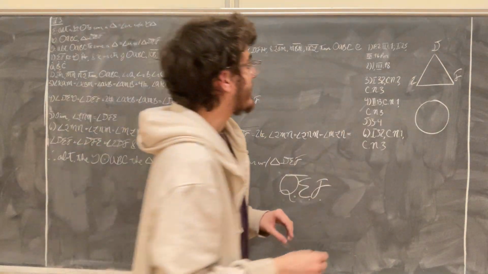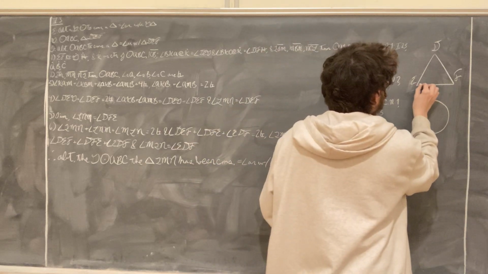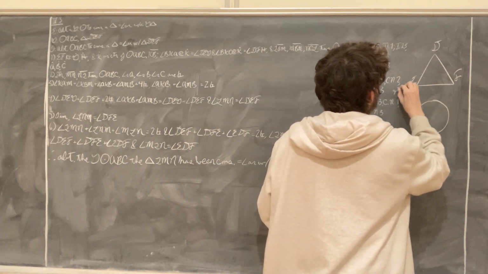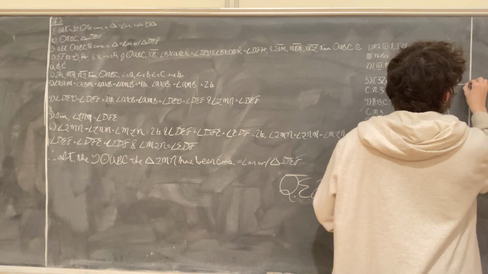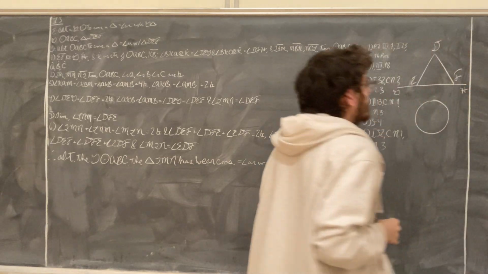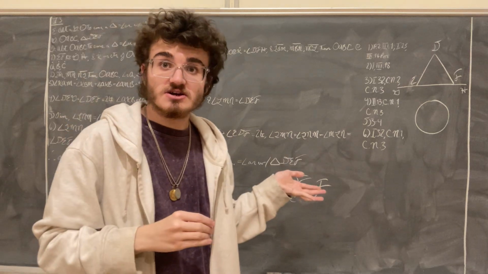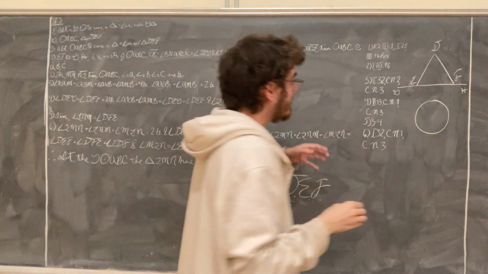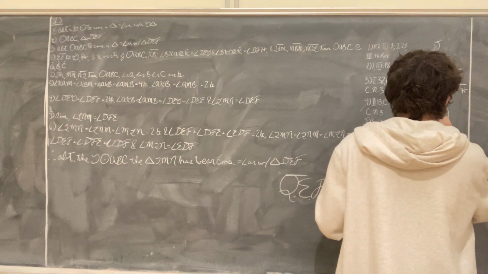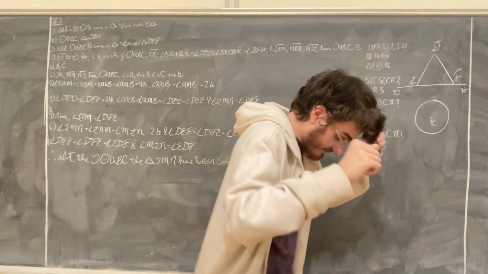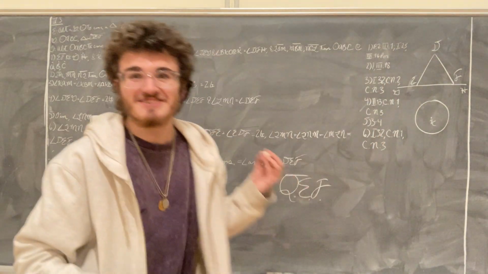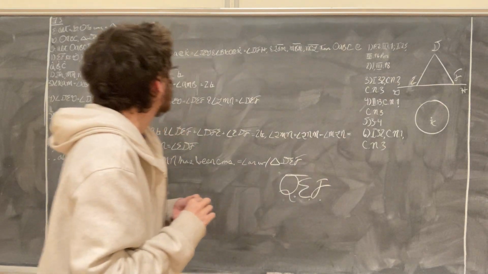We begin by producing EF in both directions to the points G and the point H. We do this by postulate 2. And next we find the center of the circle ABC, which we're going to call K. We do this by proposition 3(1).